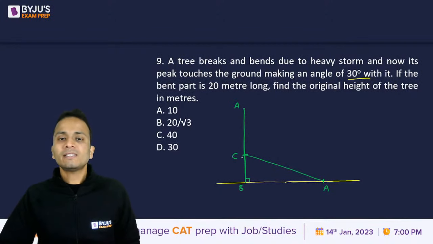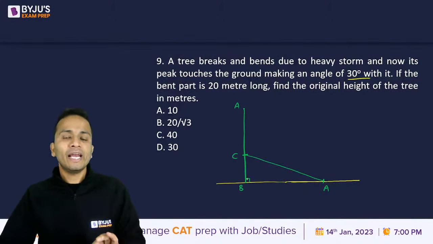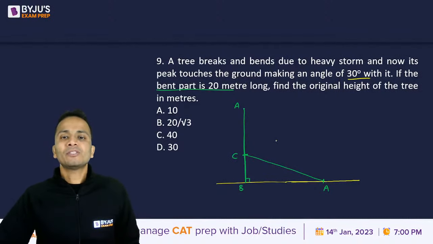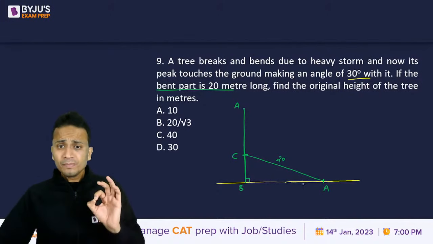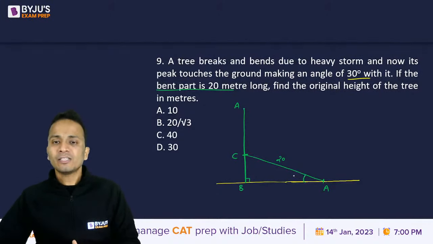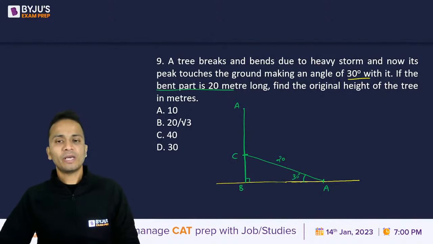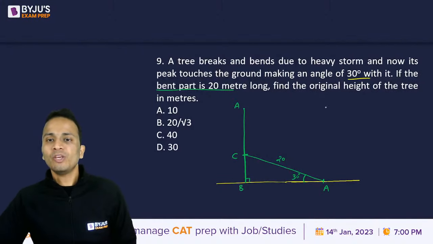So AC plus BC will be the total height of the original tree. Now the bent part is 20 meters long. That means AC is given as 20 meters. And this angle that is made with the ground is given as 30 degrees. So use the 30, 60, 90 degree triangle, or you may use the sine of this 30 degrees.